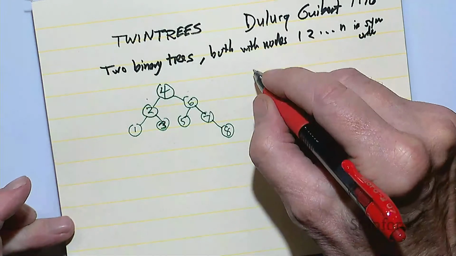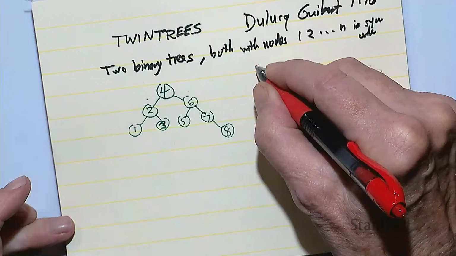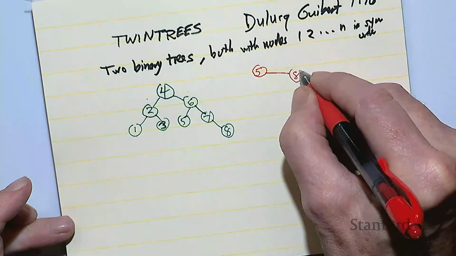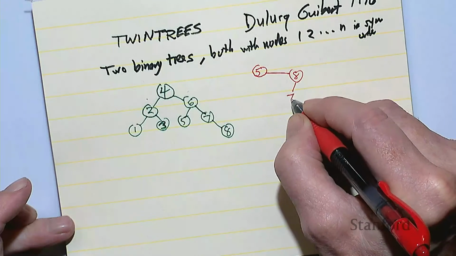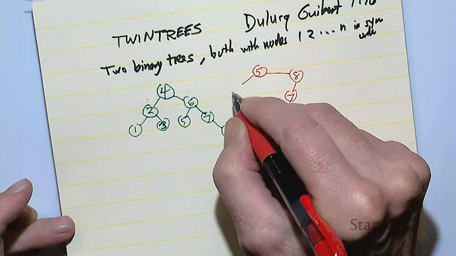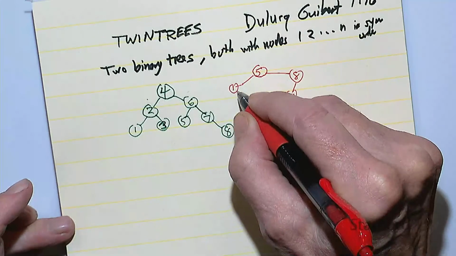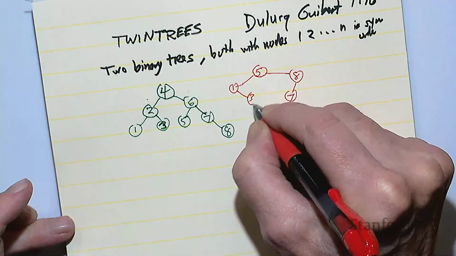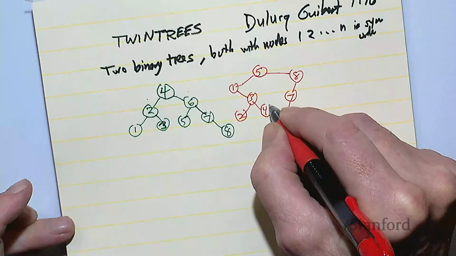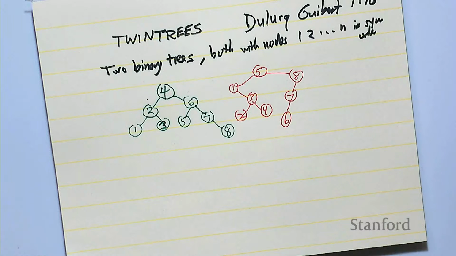And then, well, there's 2 of them. So the other one is this: 5, 8, 7, 6. I've got to do something over here. Let's go all the way to 1, 3, 2, 4. So this is an example of a twin tree data structure.